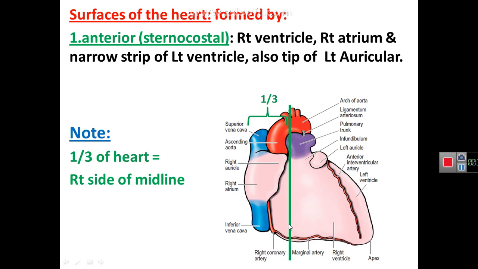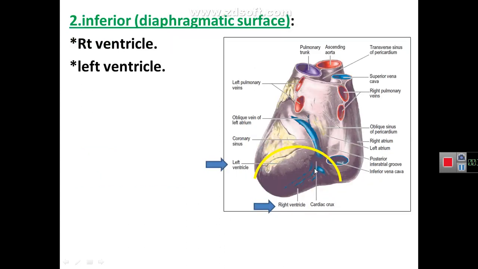The green vertical imaginary line drawn here refers to the midline of the thorax. You can see that one third of the heart lies on the right side of the midline, while the other two thirds of the heart lies at the left side of the midline. So this is the first surface, which is the sternocostal, anterior surface.